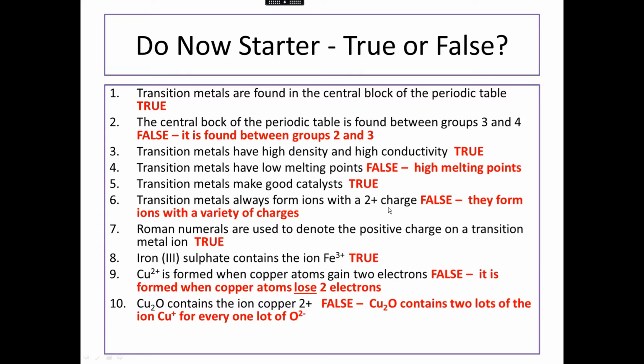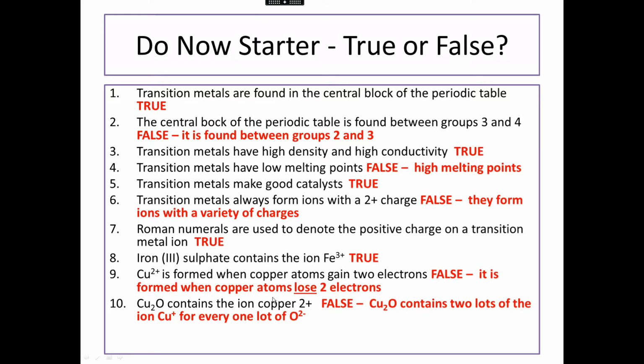True. They have a variety of charges on their ions. So that one was false. Copper can be 1 plus or 2 plus. Iron can be 2 plus or 3 plus. Roman numerals are used to denote the positive charge. True. For example, iron III, that means 3, so 3 plus, yes, true.